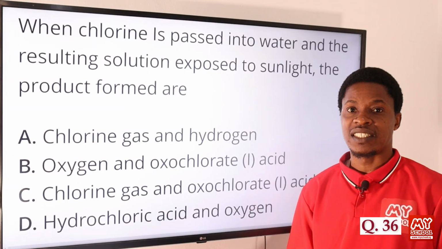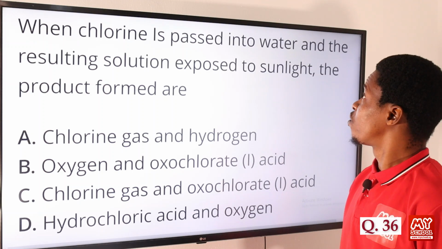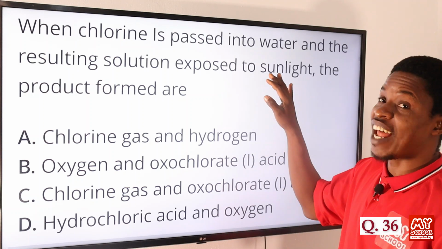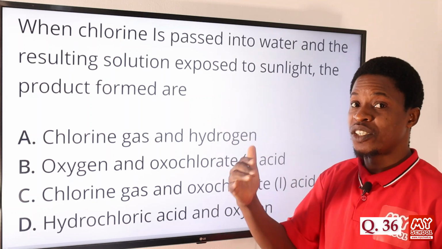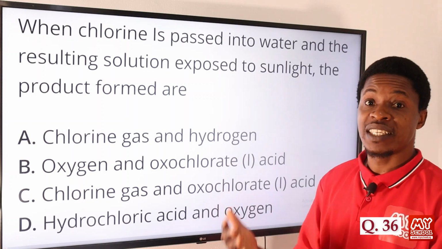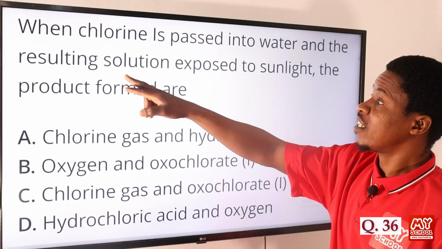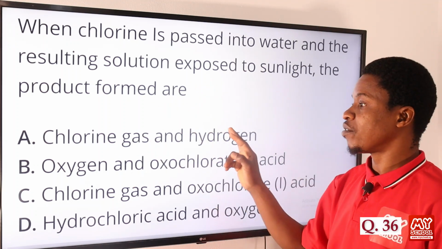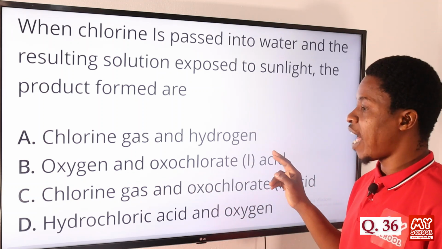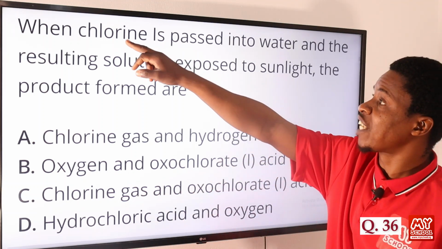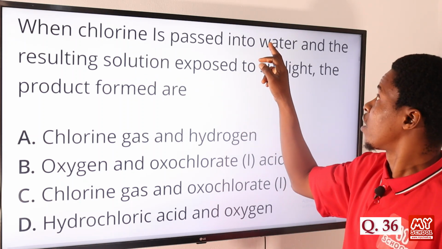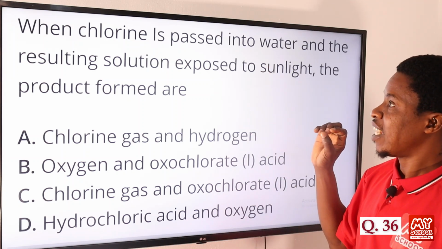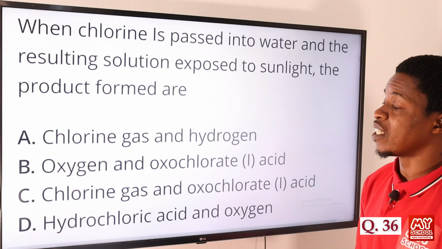Question number 36. When chlorine is passed into water and the resulting solution exposed to sunlight, the sunlight is what is going to provide the energy that will be used in the reaction, or the ultraviolet light from the sunlight. The products formed are what? Is it chlorine gas and hydrogen, oxygen and oxochlorate(I) acid? The reaction is between chlorine and water. Of course, if sunlight were not there, we shouldn't have had HCl. What we would have just had would have been hypochlorite.